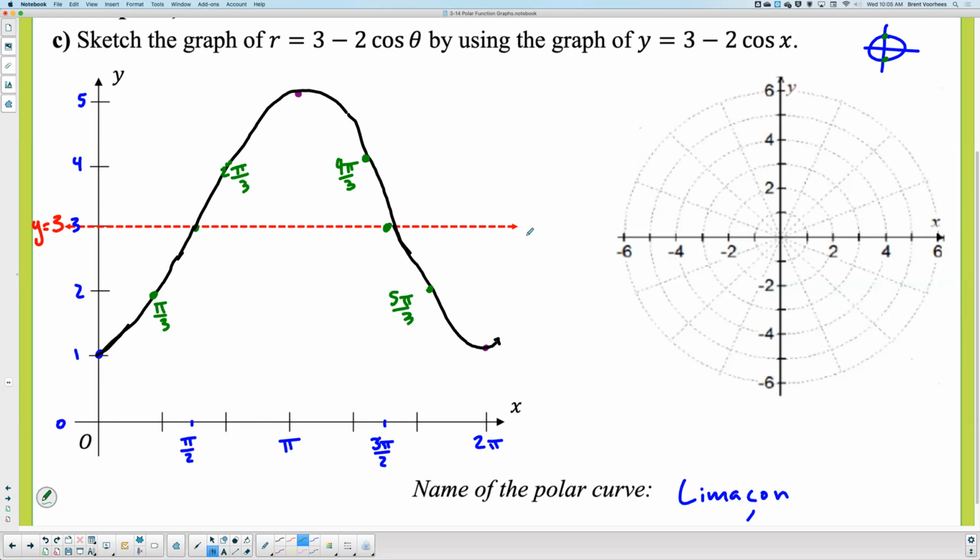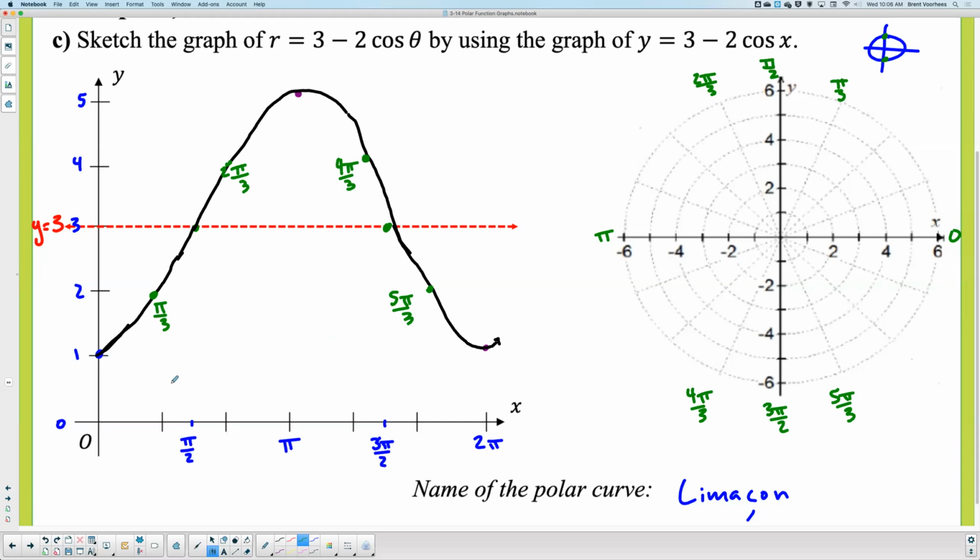So those are the points we're going to plot. We'll plot those points and we'll get our graph. So at 0, we need to go 1 circle towards it. Let me go ahead and just put those pi's in there. We're going to graph 0. Pi over 3 is up here. We'll do pi over 2. We'll do 2 pi over 3. We'll do pi. 4 pi over 3. 3 pi over 2. 5 pi over 3. And finally, 2 pi would be all the way around.